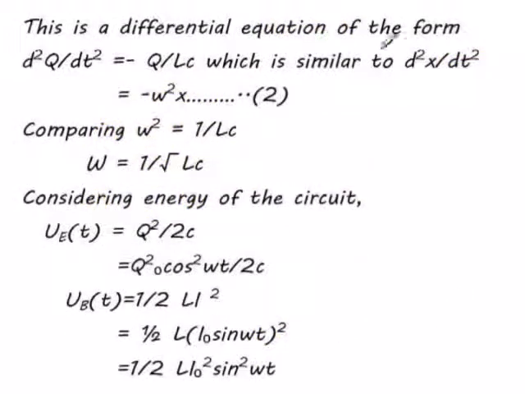This is a differential equation of the form d square Q by dt square equals minus Q by LC, which is similar to d square x by dt square equals minus omega square x for an oscillating spring. Comparing the two equations, omega squared equals 1 by LC or omega equals 1 by root of LC.